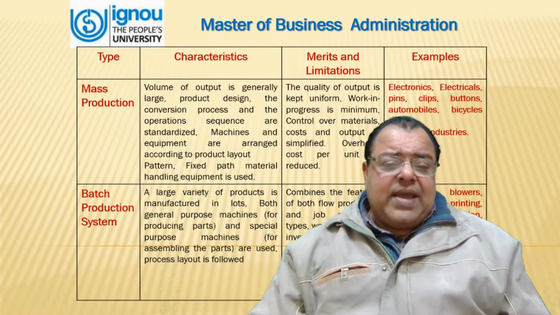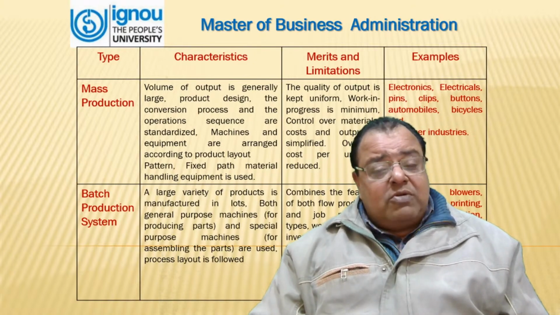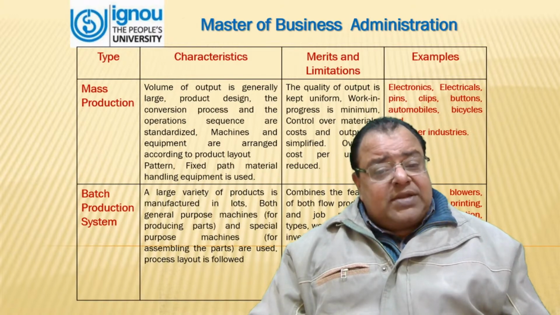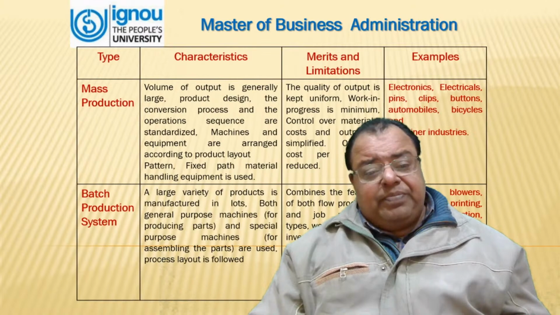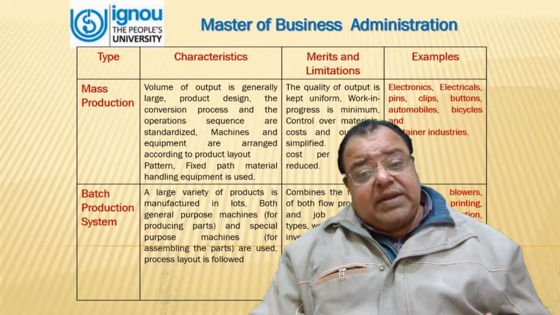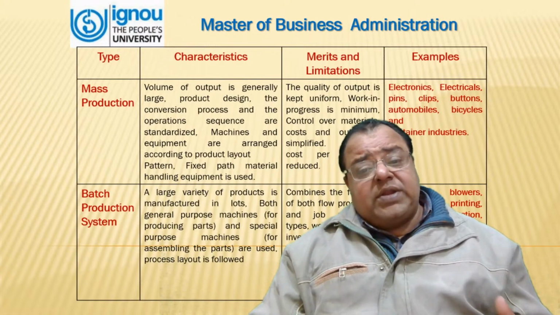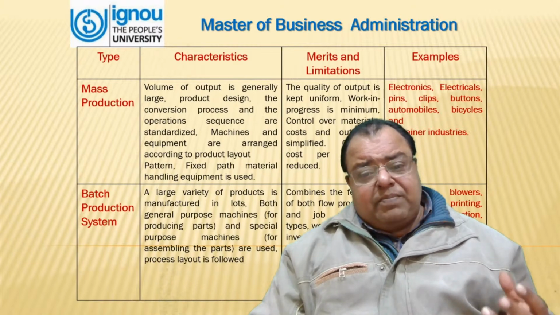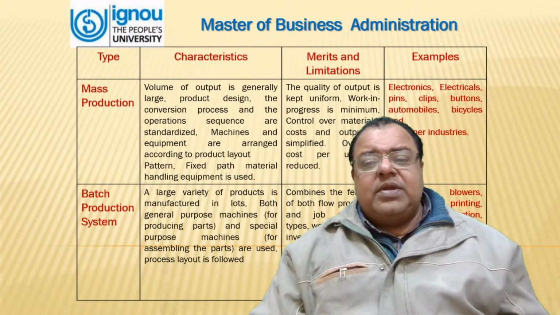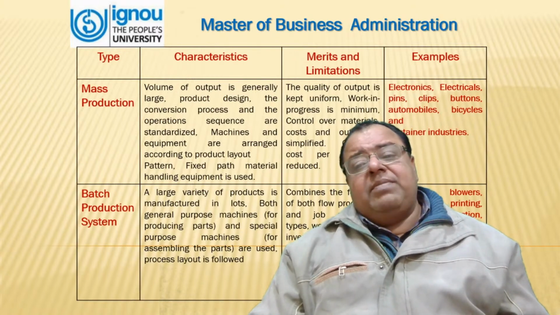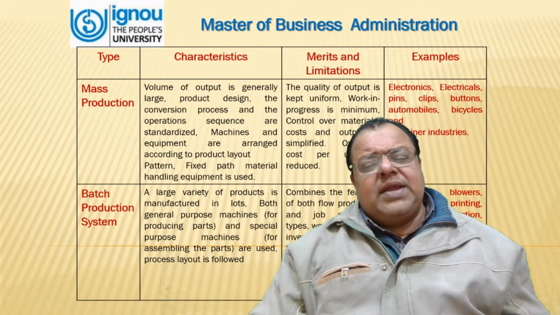Now we can see what are the different characteristics, merits, and limitations of all these production systems. If we talk about characteristics of mass production, volume is generally large. Product design, the conversion process and the operation sequence are standardized. Machines and equipment are arranged in a layout pattern. Fixed path material handling equipment is used. As a merit, the quality of output is kept uniform. Work in progress is minimum. Control over material cost and output is simplified, and overhead cost per unit is reduced. Examples are electronics, electrical things, clips, bicycles, and container industry.